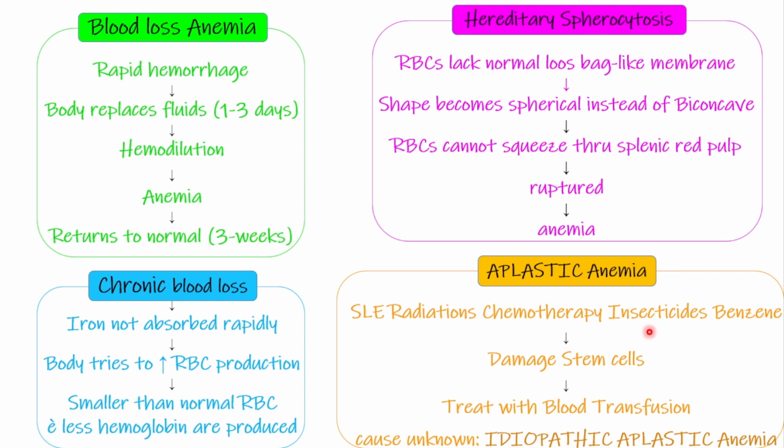Even the insecticides used to kill insects in farming, and even substances like benzene, can cause damage to stem cells. So SLE, radiation, chemotherapy, insecticides, and benzene can damage stem cells, leading to aplastic anemia.